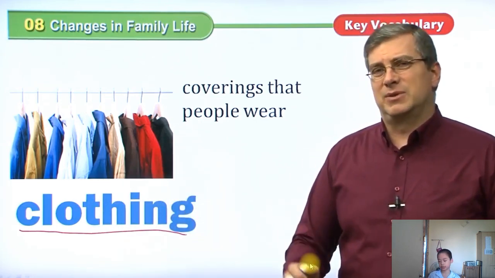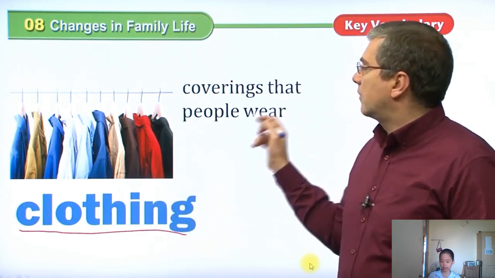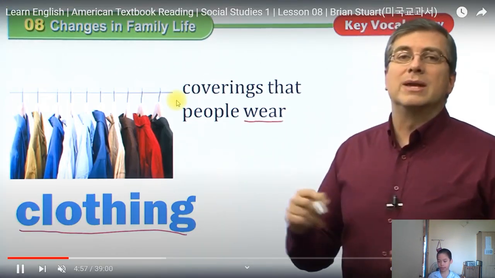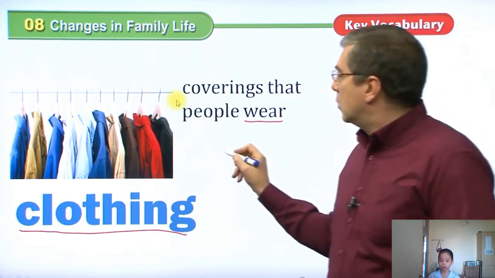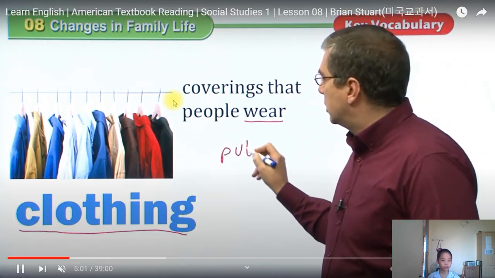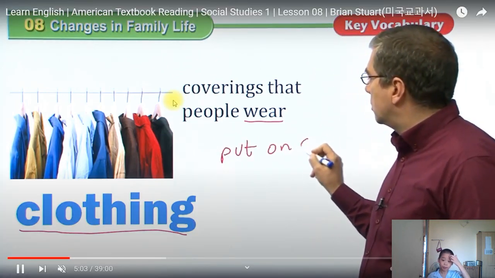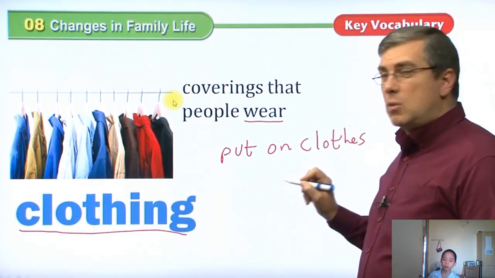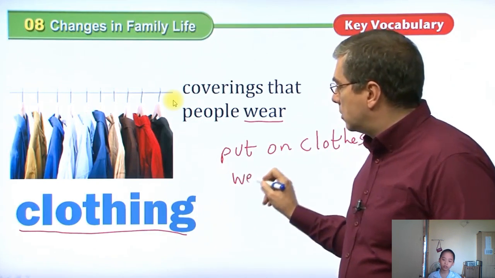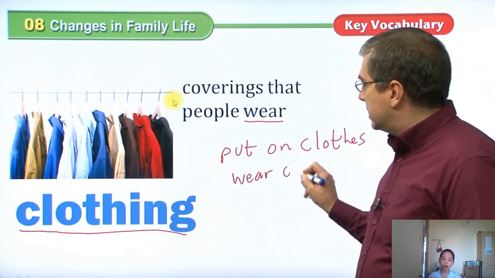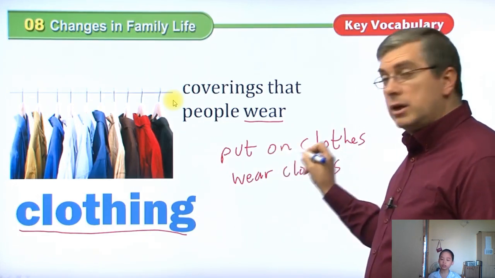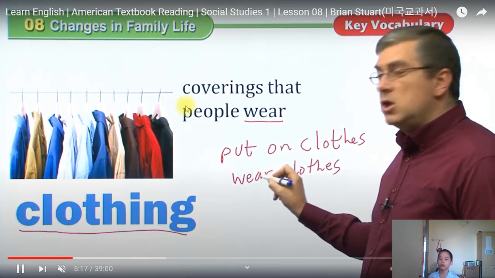There are many different types of clothing. There are dresses, t-shirts, and pants. There are shoes; shoes are a type of clothing too. There are socks and hats. We have three verbs to talk about clothing: put on clothes, wear clothes.